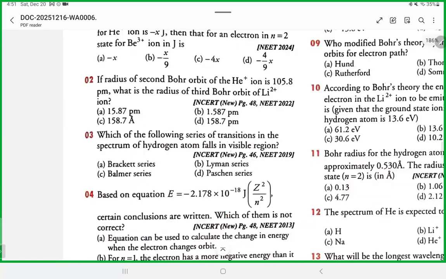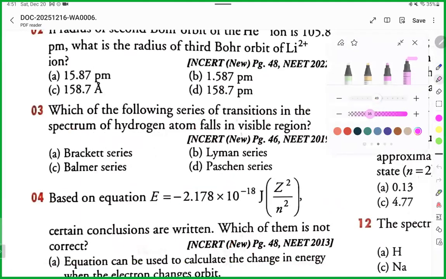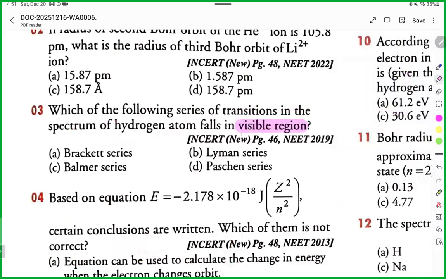See, 2019: which of the following series fall in the visible region? Lyman is UV, Balmer is visible, and the remaining three are all infrared.